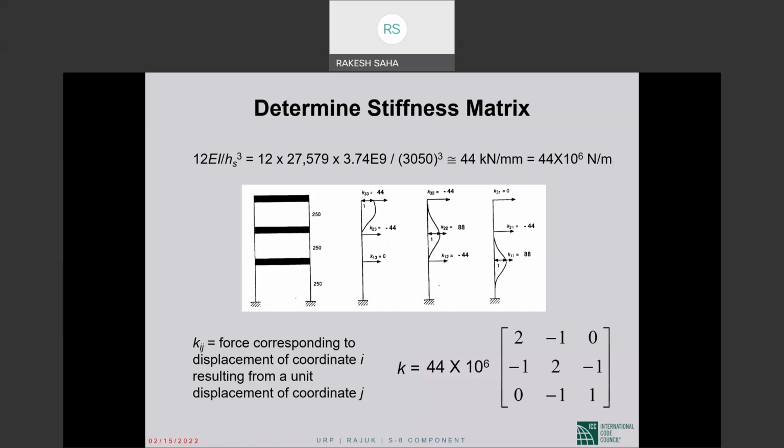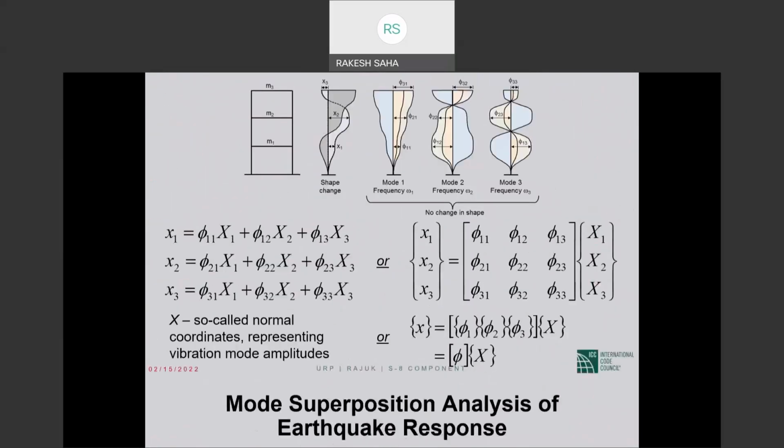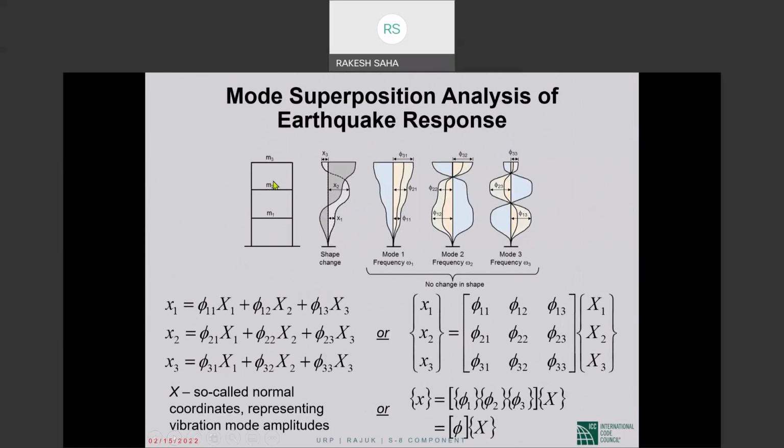Anyway, Kij, the stiffness coefficient, is the force corresponding to coordinate i, resulting from a unit displacement of coordinate j. If we apply a unit displacement at coordinate j, what is the force at coordinate i? That is Kij. So this is our coordinate 1, this is coordinate 2, this is coordinate 3. That's how we numbered the floors. Remember, 1, 2, and 3.